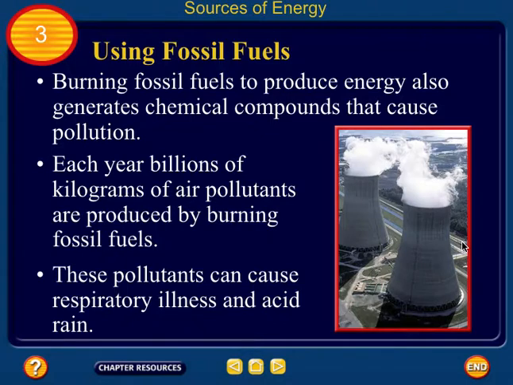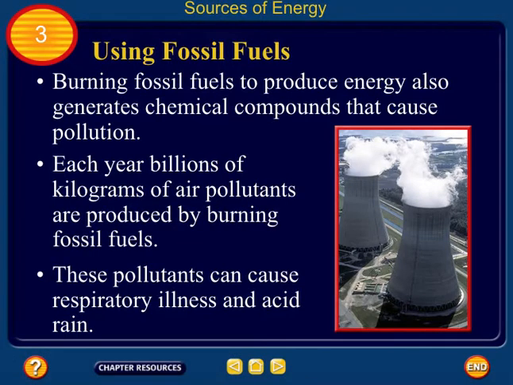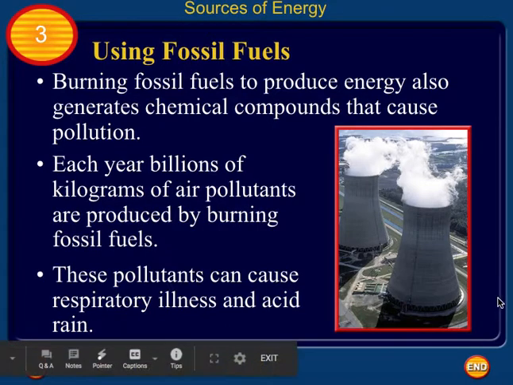Burning fossil fuels to produce energy also generates chemical compounds that cause pollution. Each year, billions of kilograms of air pollutants are produced by burning fossil fuels. These pollutants can cause respiratory illness and acid rain. Also, the carbon dioxide gas formed when fossil fuels are burned might cause Earth's climate to warm. A lot of people who are proponents of what's called climate change say that because we're using so much fossil fuels, we're releasing so much CO2, which is what's called a greenhouse gas, and that's what's creating the different types of warming that's happening on the Earth. Now, that's a collection of scientists that believe this. There are other people that believe otherwise and are skeptical of this as well.